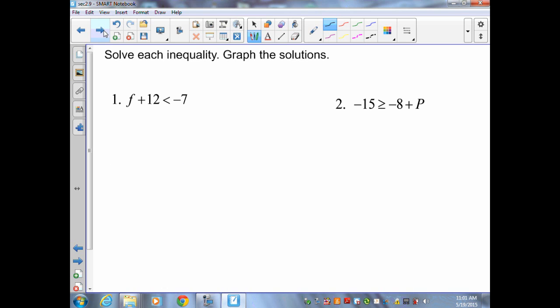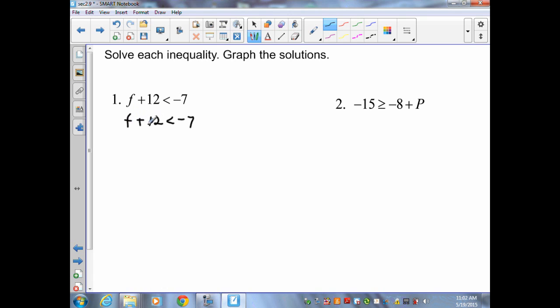Let's take a look at a couple of examples. Solve each inequality, and then I want to graph the solution. Number 1, I want to copy the problem. f plus 12 is less than negative 7. So if you have that in your book, please copy it. Remember, from the rules for solving equations in this fashion, I want to start on the variable side. And that means I'm on the left side of my inequality.